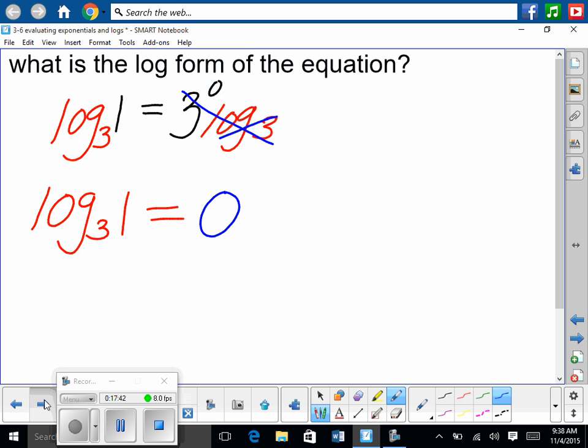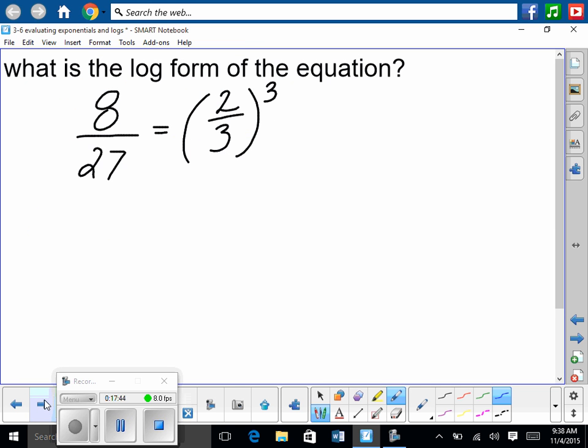All right. Okay, what about this one? We have 8 over 27 is equal to 2/3 raised to the 3rd power. We're going to take log to the base what of both sides?